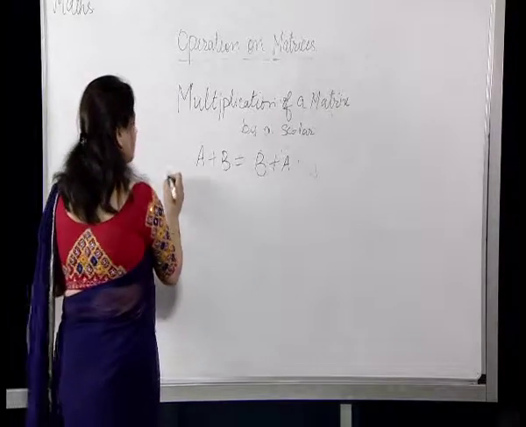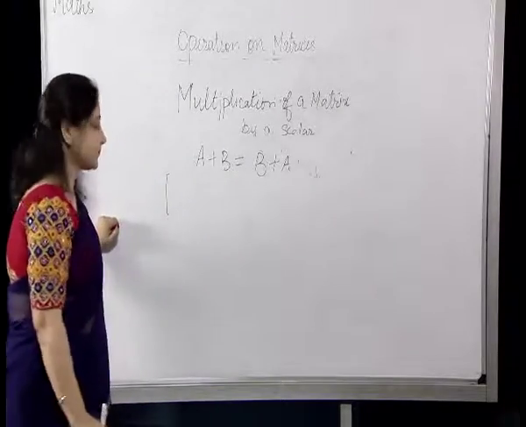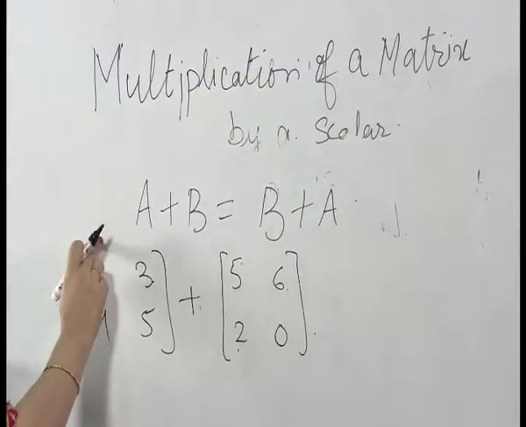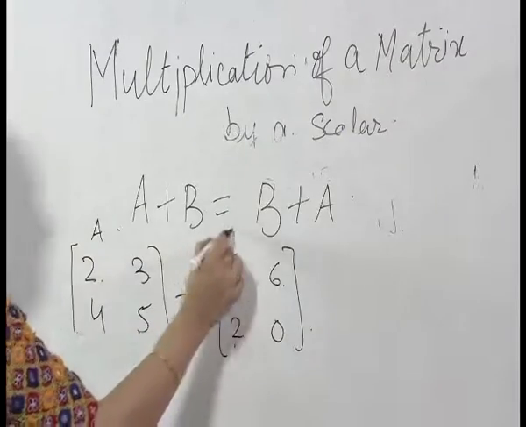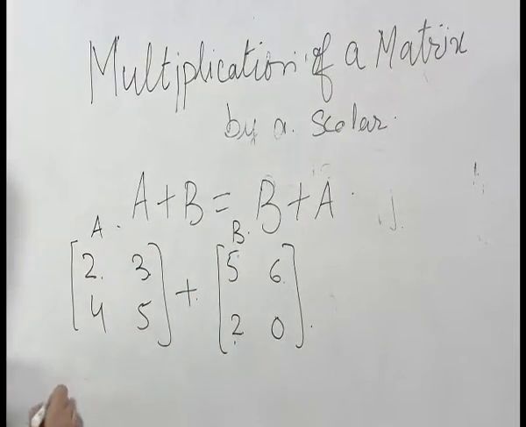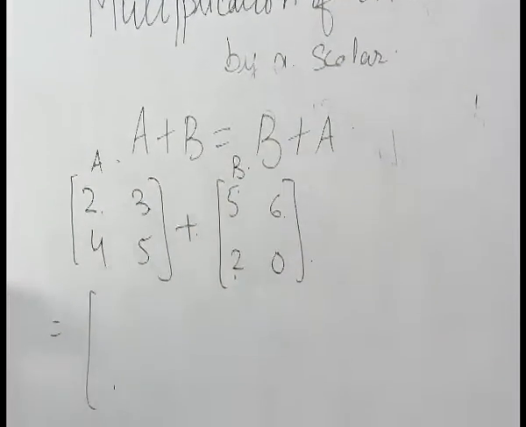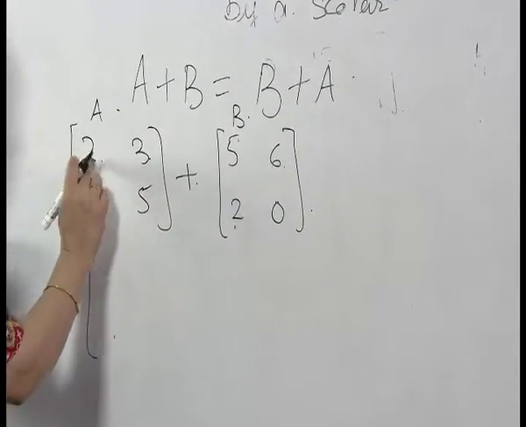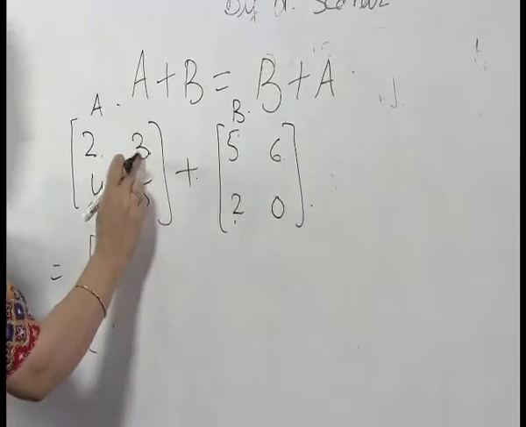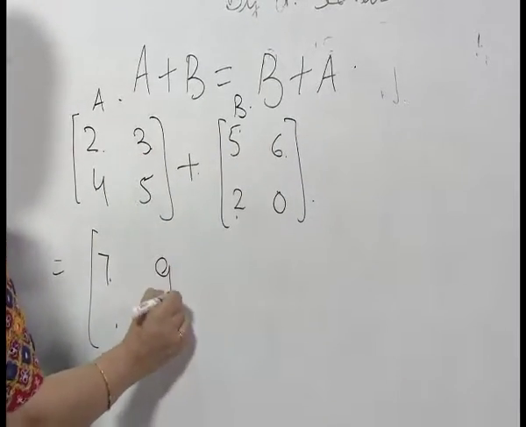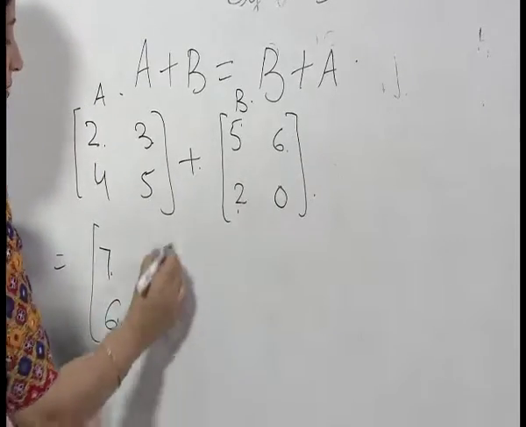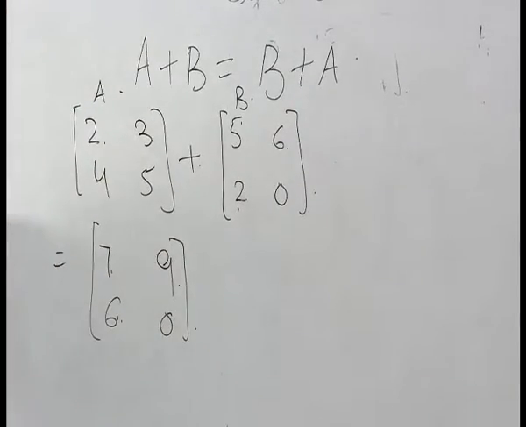So, I will take two matrices A and B. This is A and this is B. All of you know how to add the two matrices. So, I will add the two matrices: 2 plus 5 is 7, 3 plus 6 is 9, 4 plus 2 is 6, 5 plus 0 is 0. So, this is A plus B.